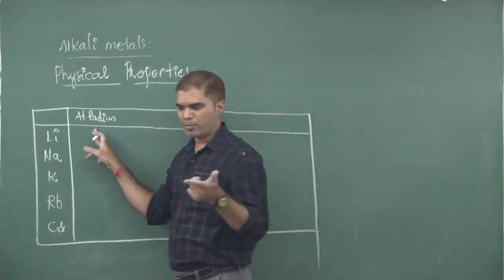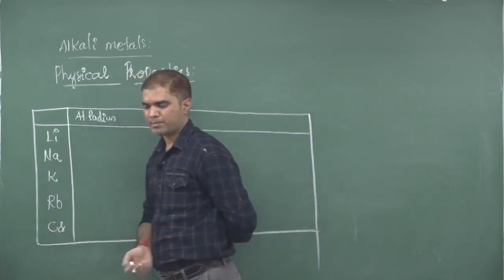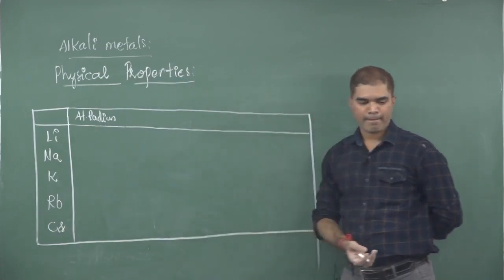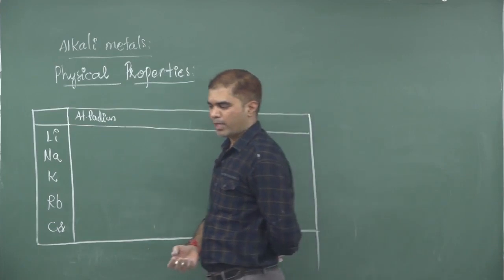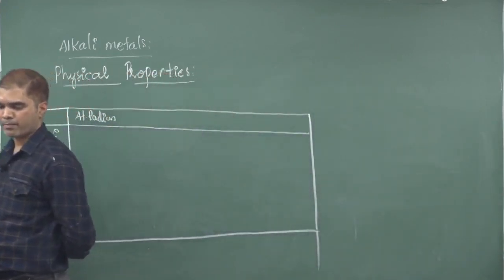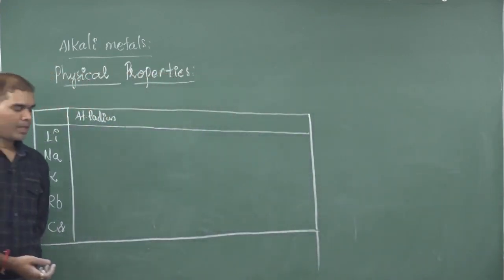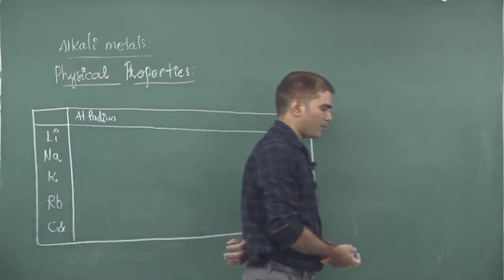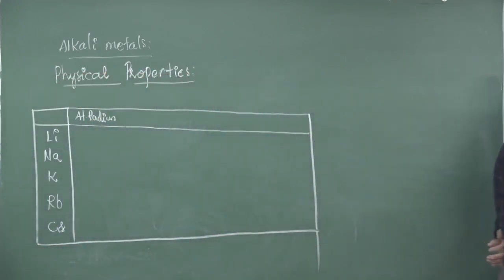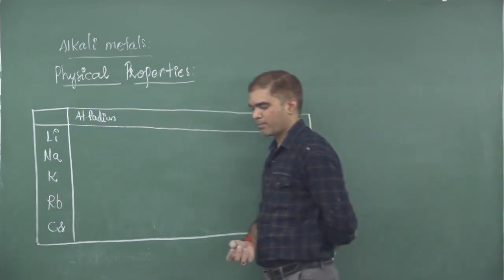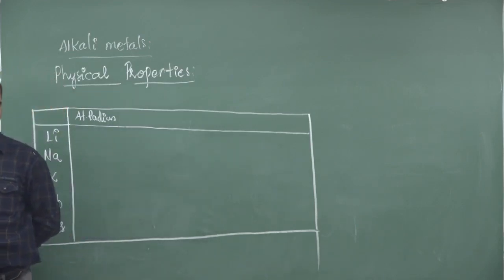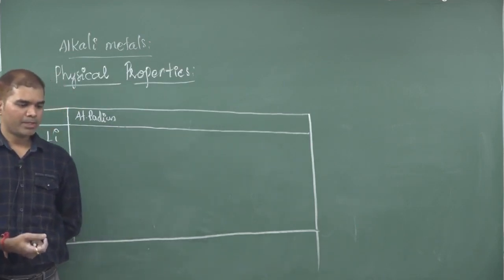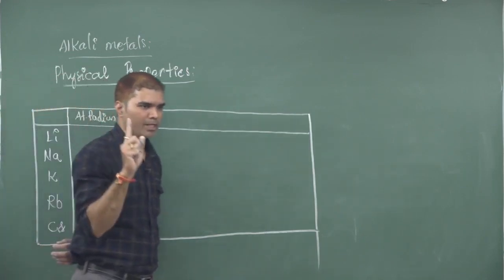So you can just write down that point, then you can write down this trend. 1A group elements are the beginning elements of every period. So in every period, the first element begins with a 1A element only.